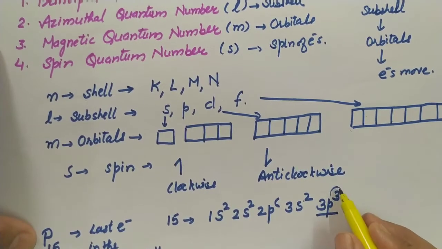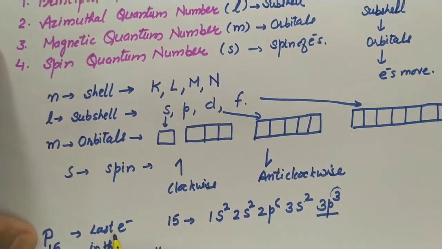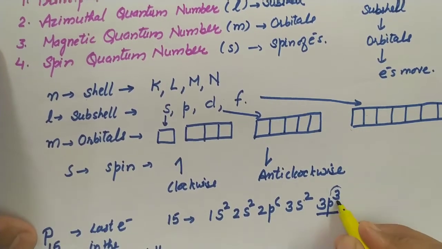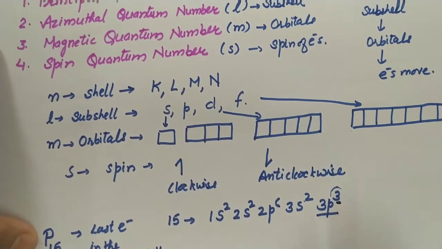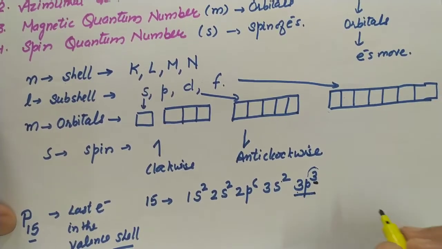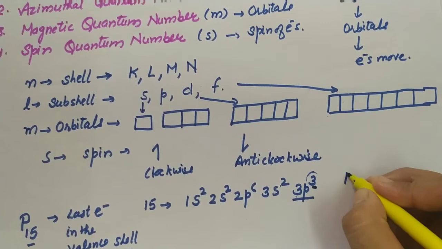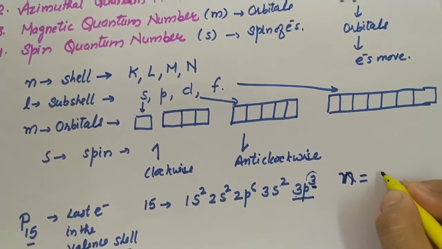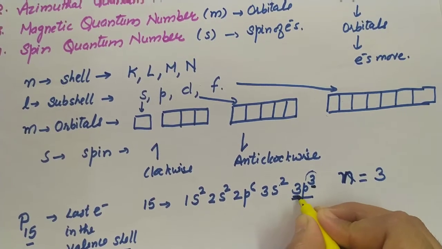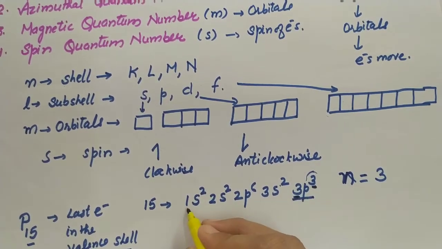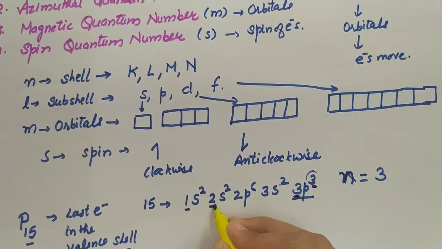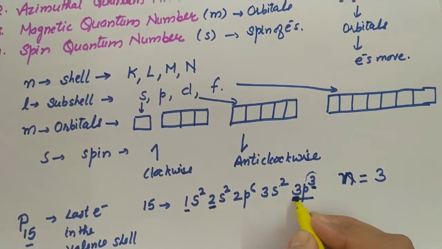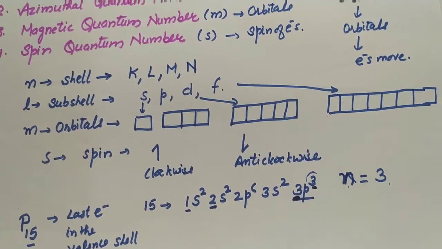Okay, and we have to find out the four quantum numbers of the last electron, and the last electron is this one. Okay, so firstly we have to find the value of n. n is the principal quantum number and its value is 3. Its shell is the third shell. K shell means first shell, L means second, and M means third shell. So n is equal to 3.